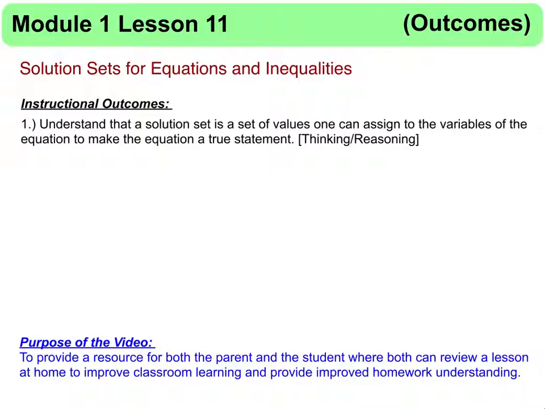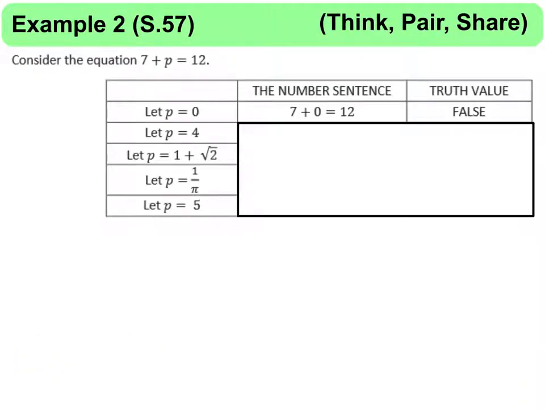So in this particular lesson, we pick up where we left off in lesson 10, where we gave this particular equation that we want students to consider, 7 plus p equals 12. And so we allow p to be defined as different values. Here, for example, we let p equal 0. And then we ask the student, well, does 7 plus 0 equal 12? And the student will say, false.